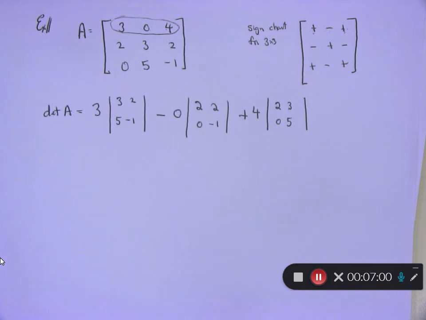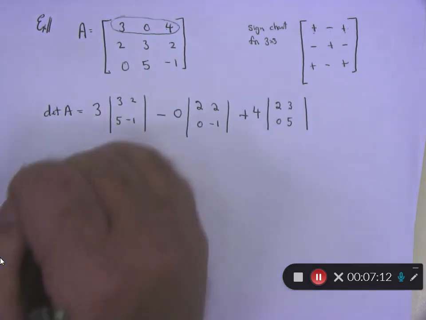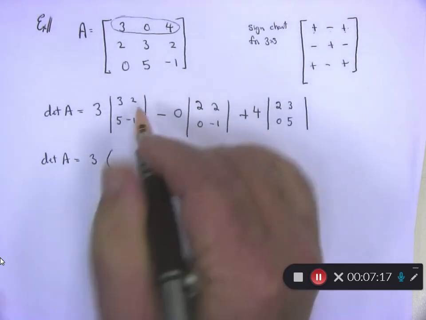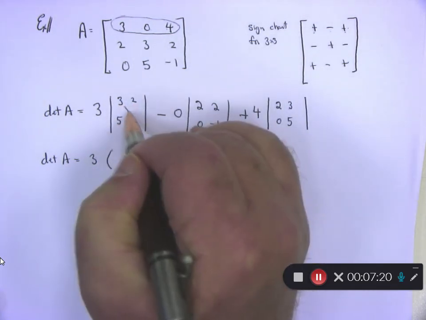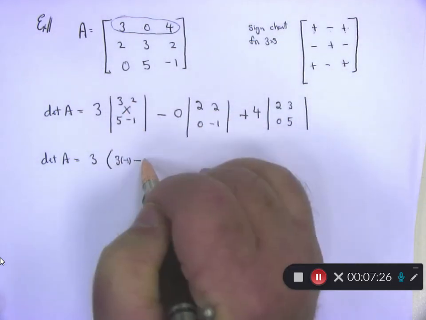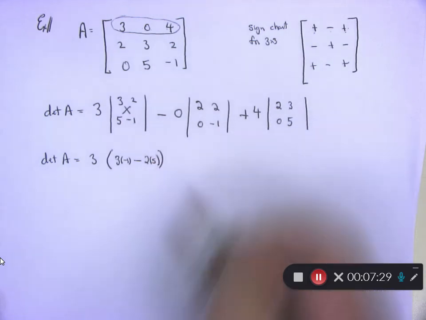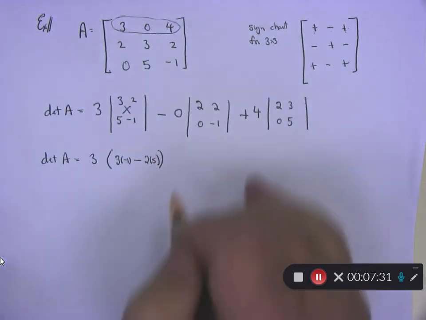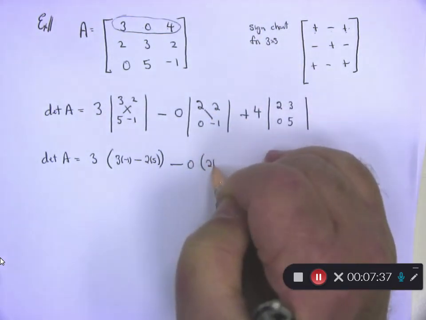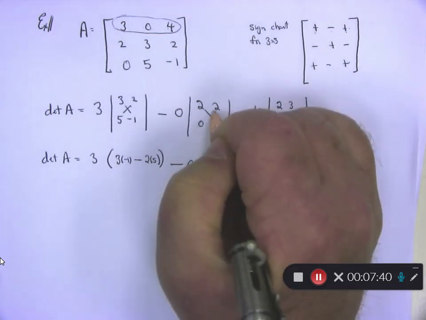So I went from a 3 by 3 with the expansion by the minors down to a 2 by 2. We like 2 by 2s because 2 by 2 matrices are real simple to take the determinant of. So the determinant of A is equal to 3 times. Now let's do the determinant of this guy. 3, 2, 5, negative 1. Main diagonal, 3 times negative 1, minus the off diagonal, 2 times 5. Okay, and I'll clean them up in just a second. Minus 0 times 2 times negative 1 minus 2 times 0.